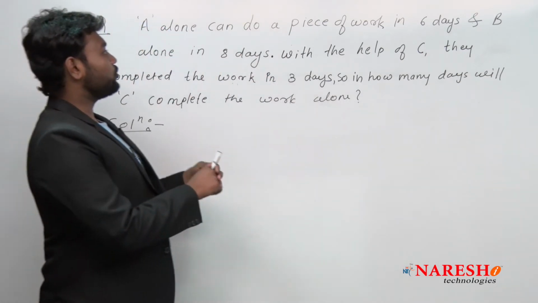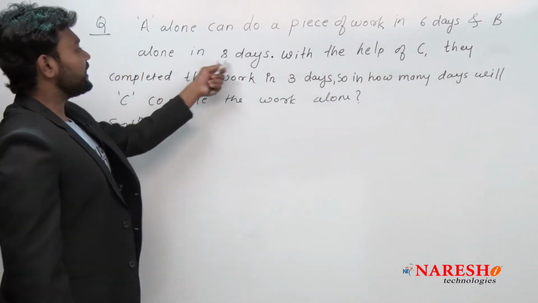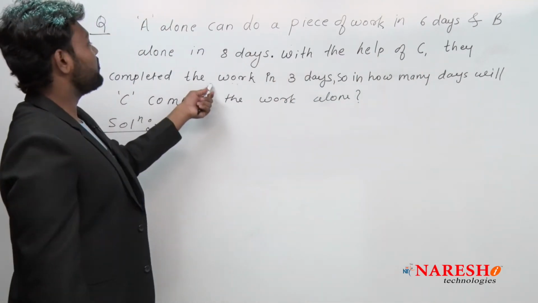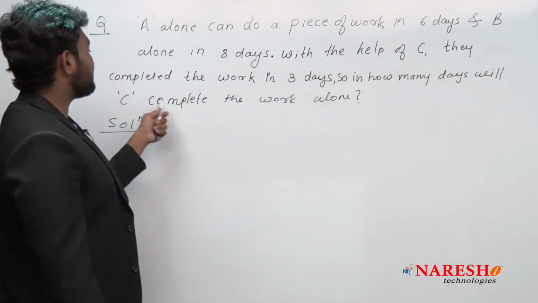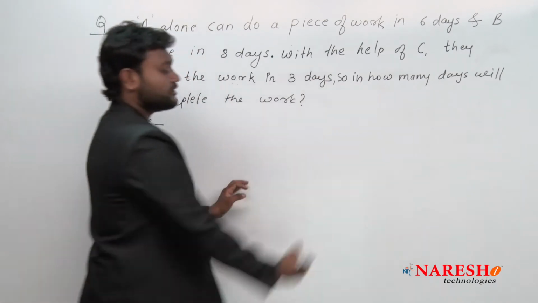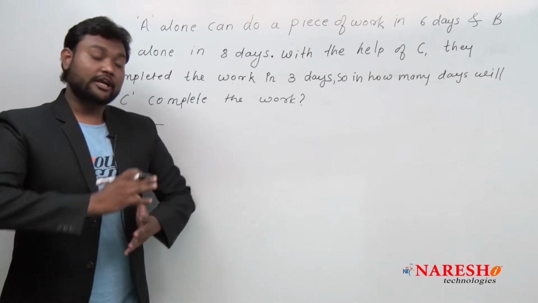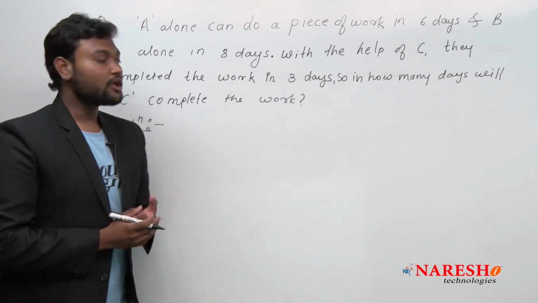A alone can do a piece of work in 6 days and B alone in 8 days. With the help of C, they completed the work in 3 days. So, in how many days will C alone complete the work? This is our question. My dear students, we have to find out in how many days C will complete a piece of work alone.